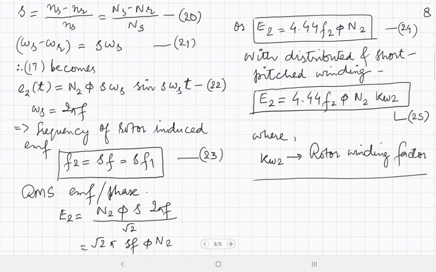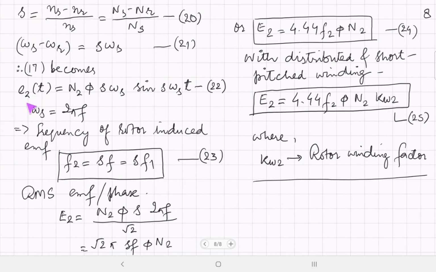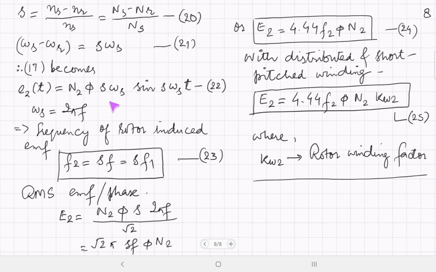Now, from the previous expression which we had used for defining the slip, we can write omega s minus omega r as s times omega s, and therefore equation 17 can also be written as this equation. We can substitute for omega s minus omega r at both these places, and therefore it can be written as e2(t) equal to N2 phi s omega s into sine(s omega s t).